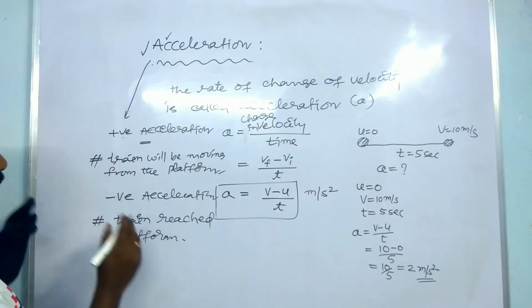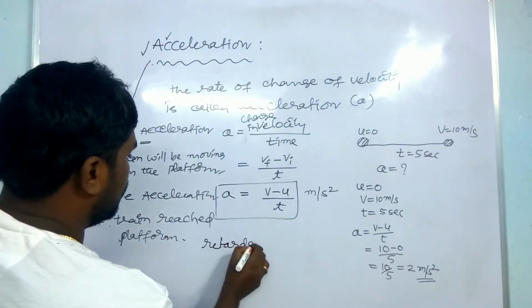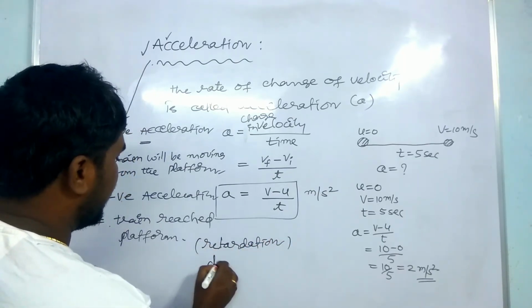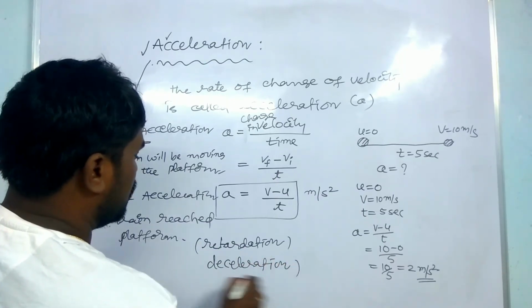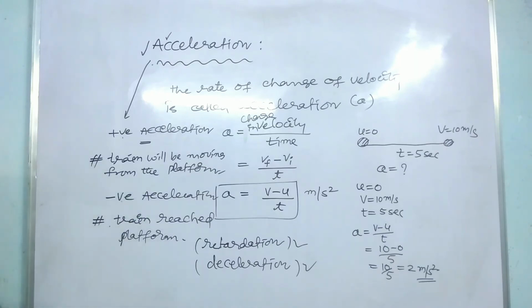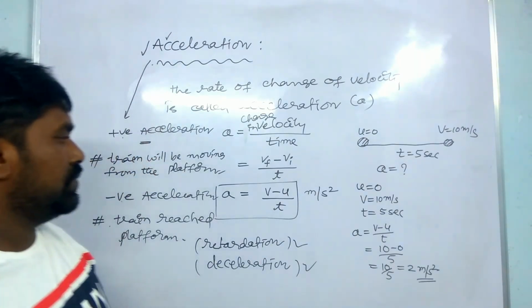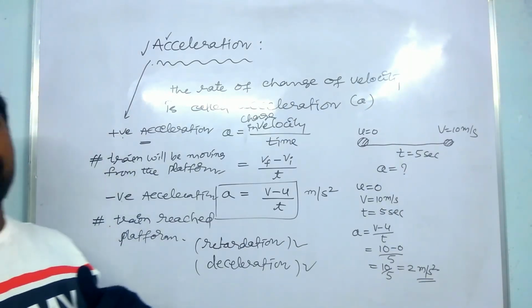So negative acceleration is nothing but retardation. It is also called retardation or deceleration. Very important terms here: retardation or deceleration. Negative acceleration is nothing but retardation or deceleration. So these are the examples of acceleration.